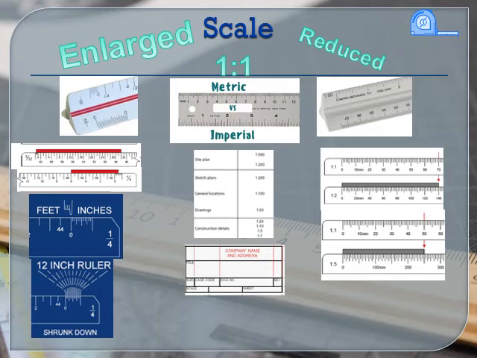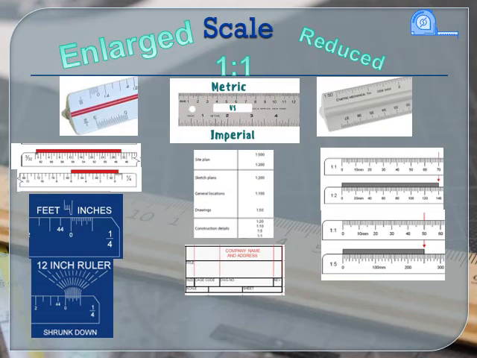So metric scaling was millimeters, and it was pretty straightforward. Whatever was written on the end of the scale, whether it was 1-to-1, 1-to-2, or 1-to-5, that's how much each of the little tick marks were worth. So they were either worth 1 millimeter, 2 millimeters, or 5 millimeters each, and we just had to count how many tick marks.